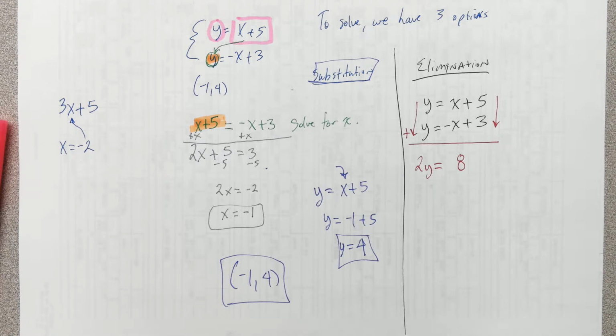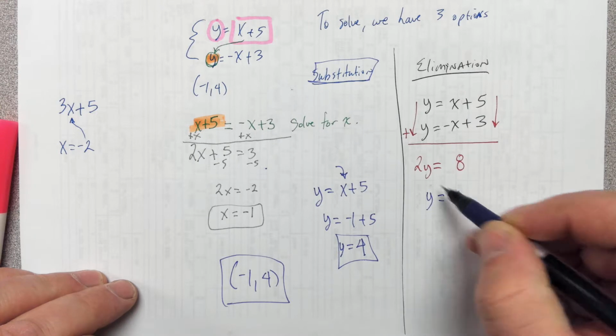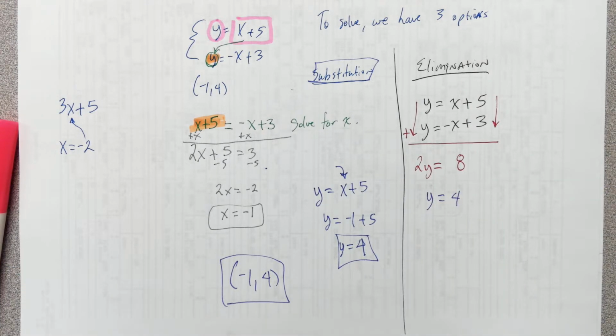So all we got to do now is solve for y, right? 2 times what is 8? 4, right? So y equals 4, because 2 times 4 is 8. And we already know that's the right answer, but that's how you get it.